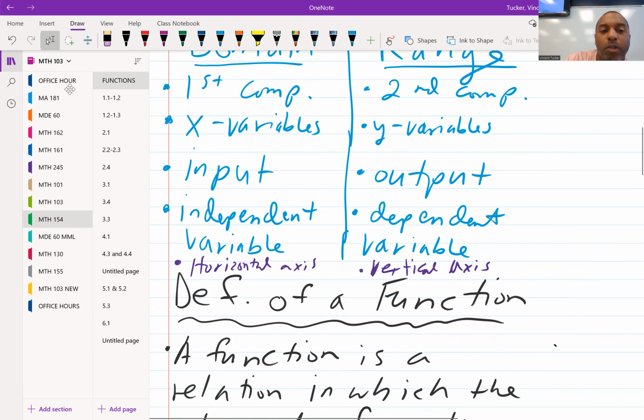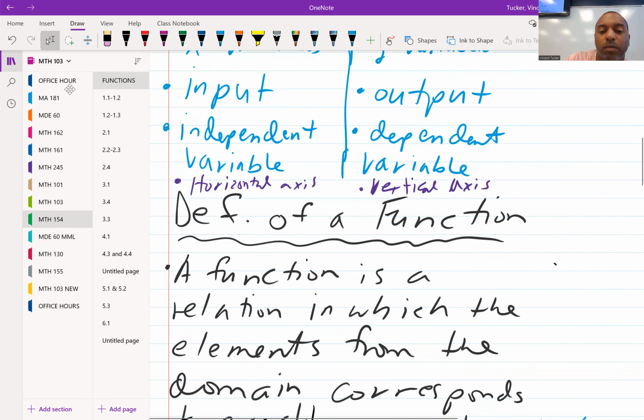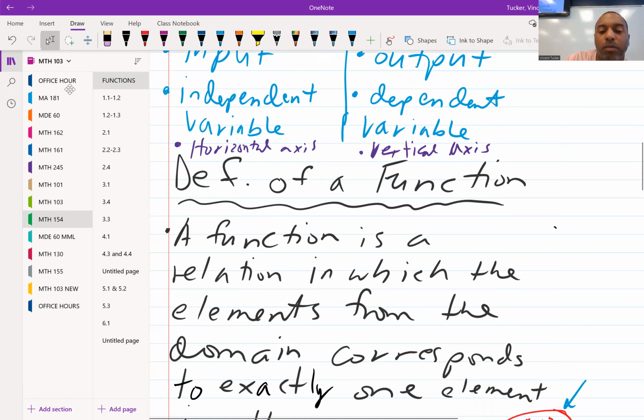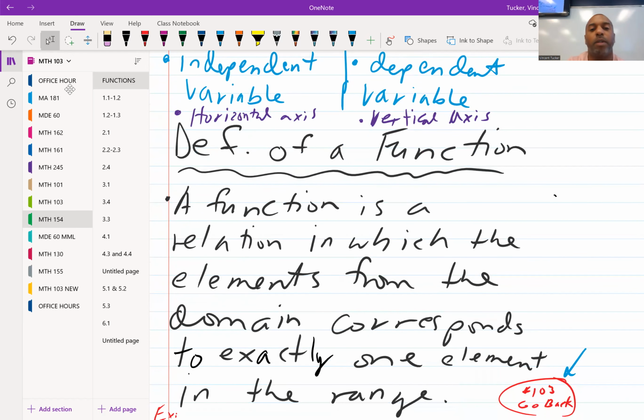All right, can we scroll up? Everybody good? All right. So definition of a function. A function is a relation in which each element from the domain corresponds to exactly one element in the range.